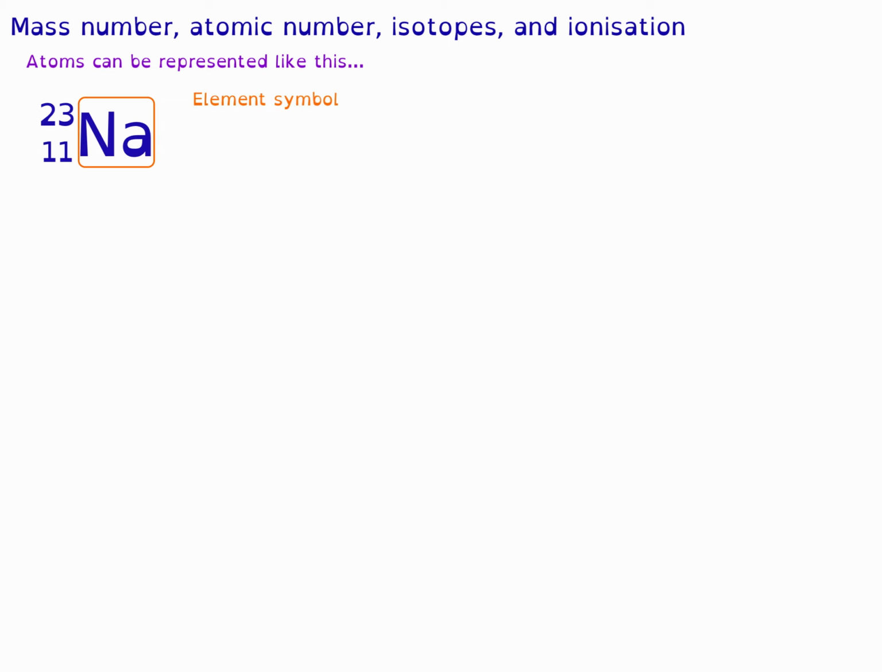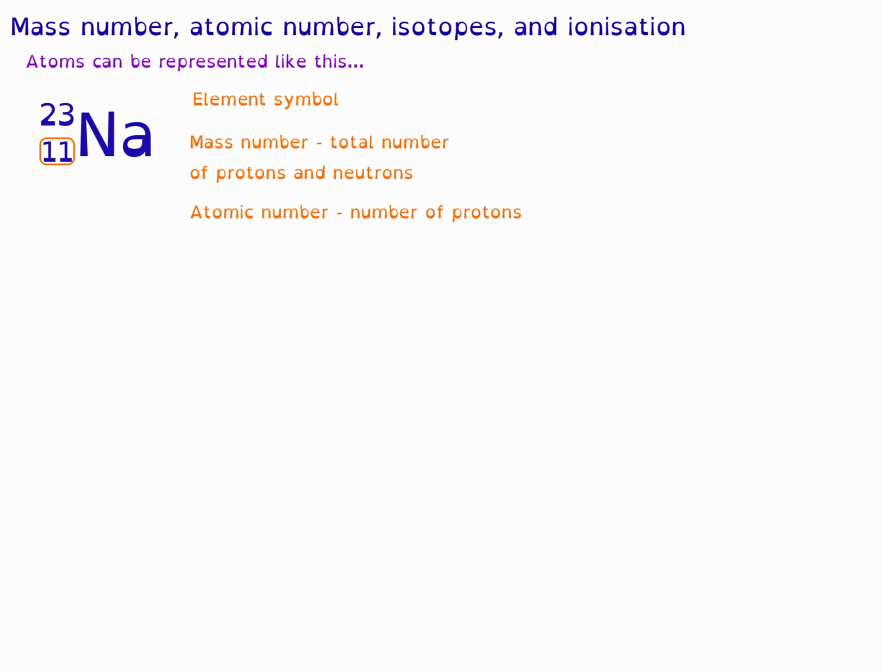Atoms can be represented like this. Here you have the element symbol. In this example, it is sodium. This is the mass number, the total number of protons and neutrons. And this number is the atomic number. This is the number of protons.